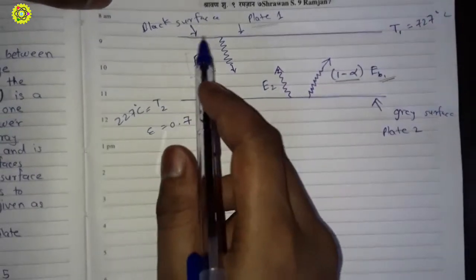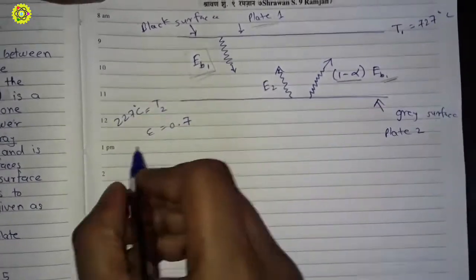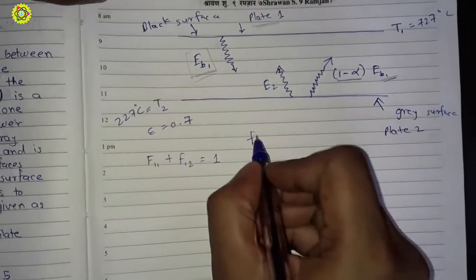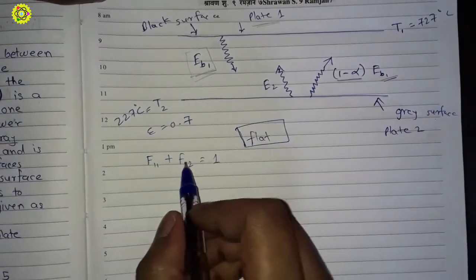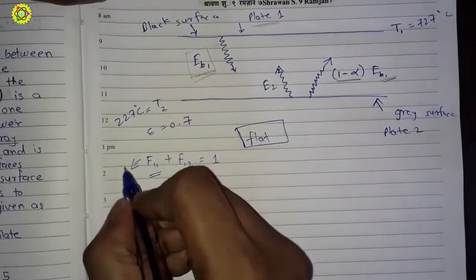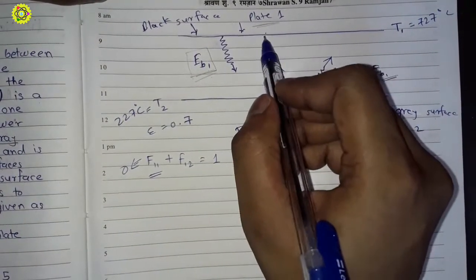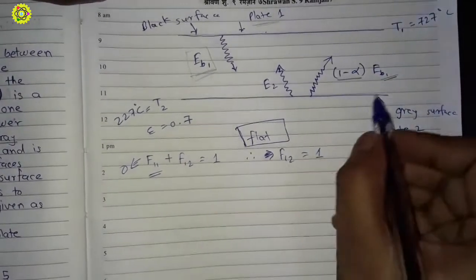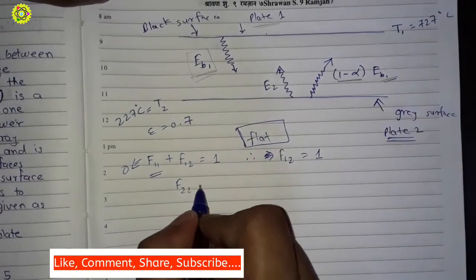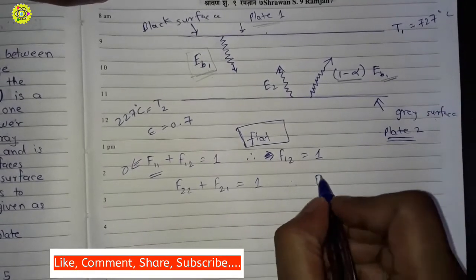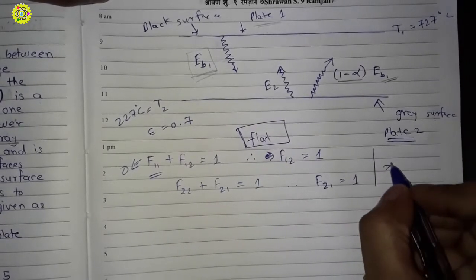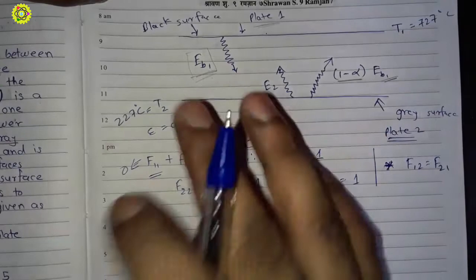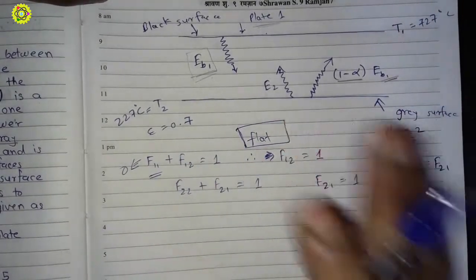Now here friends, as we know these both are flat surfaces, so we know F11 plus F12 is equal to 1, but as both surfaces are flat, the shape factor of a flat surface with respect to itself is 0. That is, the shape factor of surface 1, that is plate 1, with respect to plate 1 is 0. That is, F12 is equal to 1. Similarly, for surface 2, that is plate 2, we have F22 plus F21 is equal to 1, which will give us F21 is equal to 1. That is, friends, F12 is equal to F21 from these two terms. So here friends, the energy incident upon plate 1, that is irradiation, is equal to the radiosity of plate 2.